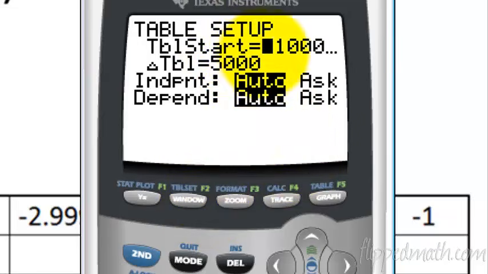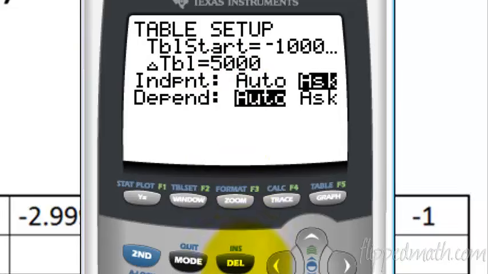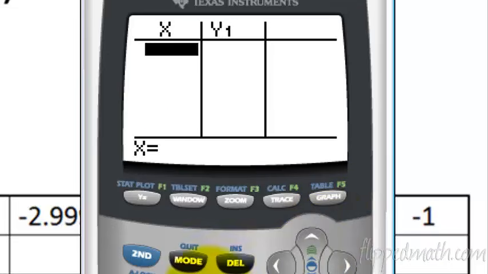Now where our table starts and the change in table values does not matter at all, because what we're going to do is come down here to the independent, and the independent is the x variables, and we're going to say, hey calculator, ask for them. Don't do automatic numbers that you think are good. I want you to ask me what my independent variables are. So then when you come over here to the table, it's now waiting for you. See? Nothing here. It's waiting for you to plug in the numbers.